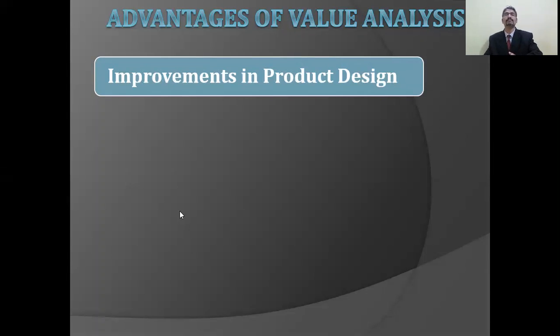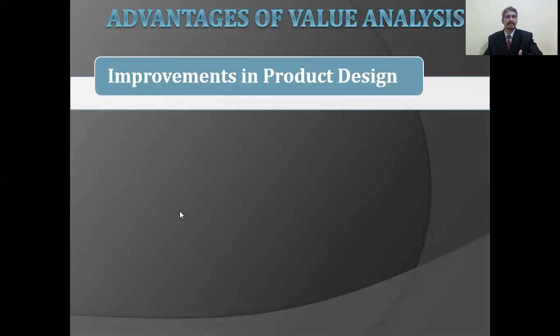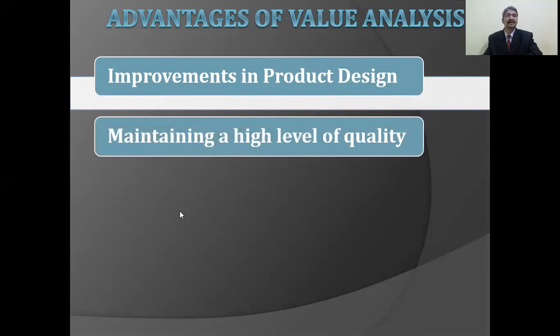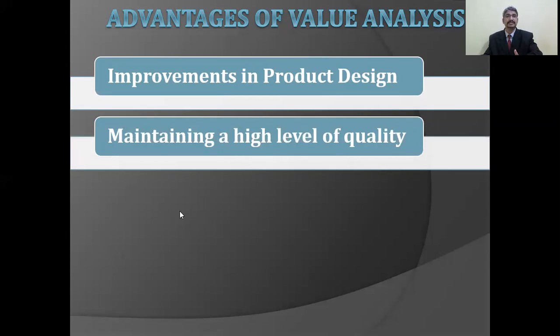In the case of a ball pen, we will no longer have blockages; ink flows freely and evenly, and rubber pads surround the fingers, reducing fatigue. So product design has been changing day by day. Maintaining a high level of quality. Yes, in value analysis, our focus is cost reduction, but without compromising the quality.